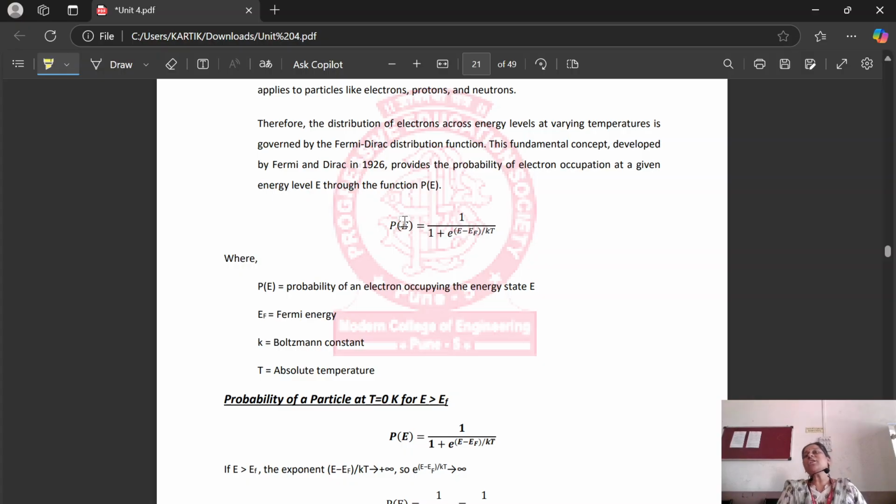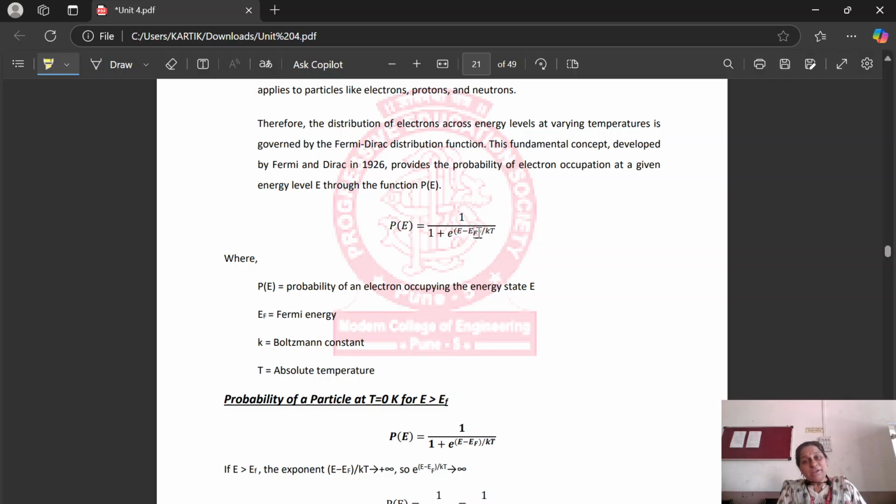Okay. So when you're talking about probabilities, the maximum probability of finding anything under the sun is 1. The maximum probability of finding the particle is 1. And therefore the function lies in the denominator. In the denominator it is 1 plus e raised to (E minus EF), where E is the energy at which you try to find the probability.